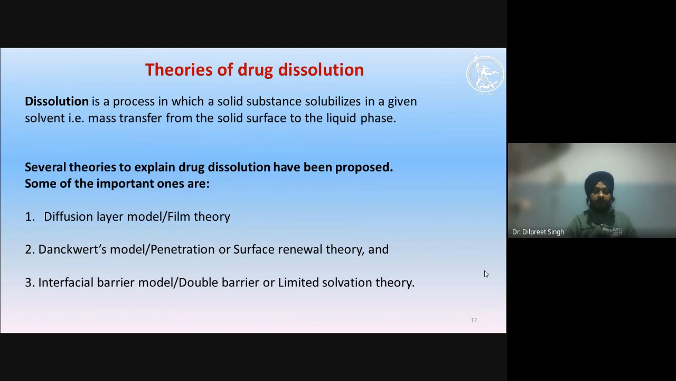The theories of drug dissolution. Dissolution is a process in which a solid particle is converted into a solubilized state by some mass transfer in our biological system. Collectively, that is called mass transfer from the solid solute to a liquid solute. Several theories were established to explain drug dissolution. Some important ones are the diffusion layer model, that is film theory, the Danckwerts model, and the interfacial barrier model.